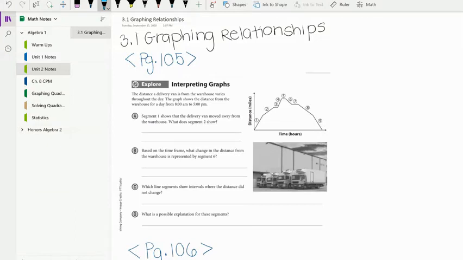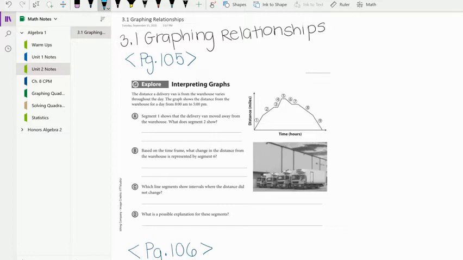This is section 3.1, which is graphing relationships. So the first thing we're going to do is actually something from your textbook on page 105. It's just an explore activity. This image shows the distance a delivery van is from the warehouse varies throughout the day. The graph shows the distance from the warehouse for a day from 8 a.m.